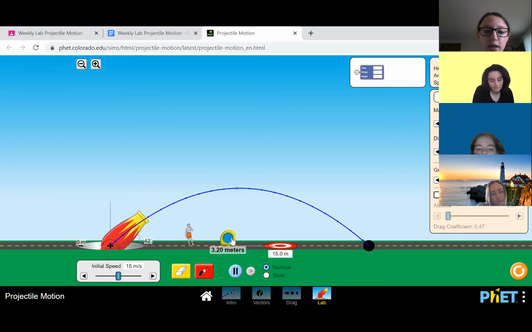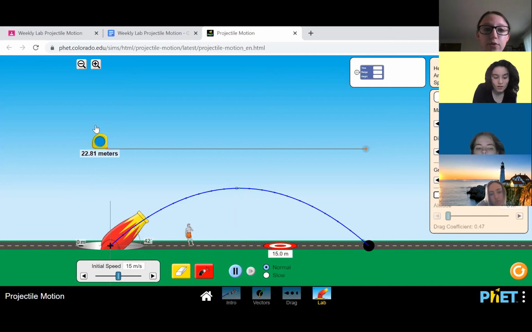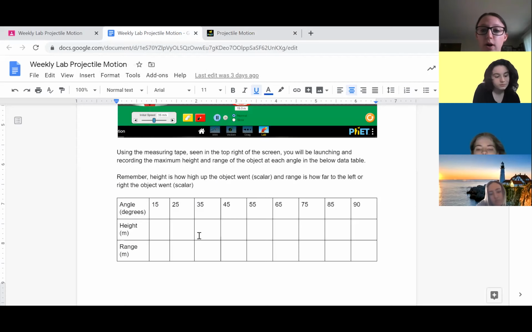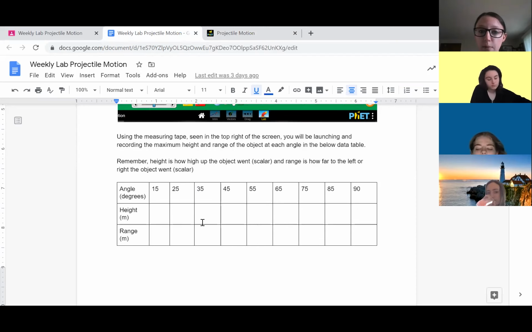For your range, you have to start all the way back at the origin. So right where you see that plus sign on the cannon, and you're going to keep it right along the yellow line until you get all the way to the center of your cannonball, and that's going to give you your range. So every single time you launch your cannon, you can get both measurements right away. If you need to, feel free to do a couple of trials just to make sure that you're being accurate, but you don't have to do that.